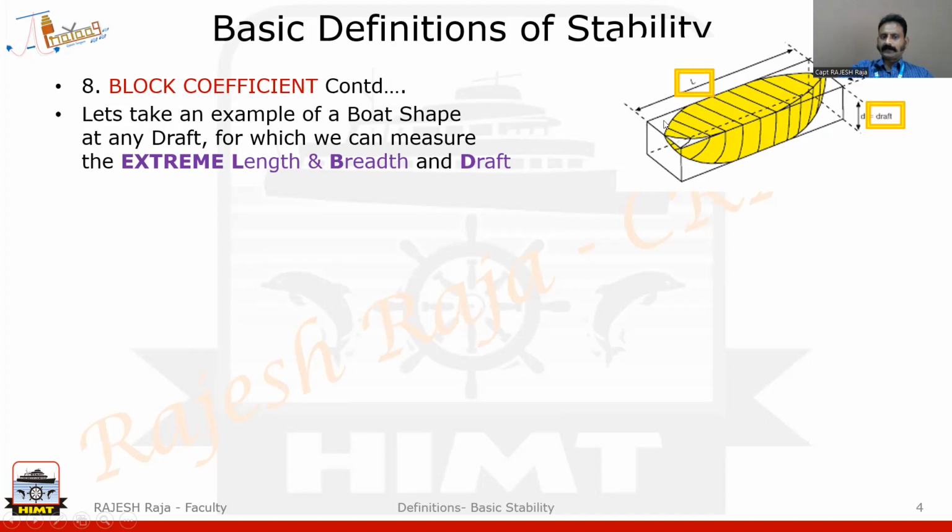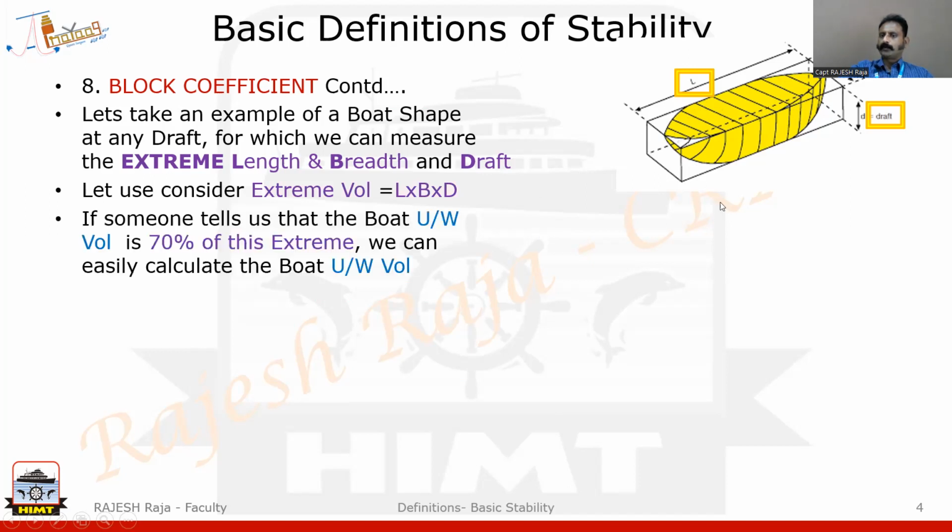So for me, calculation of extreme length, breadth, and the draft is very easy. Now, what do I do? If someone tells me that your boat is occupying a space which is a percentage of this extreme length, breadth into draft, and I've given you a small example as 70%. Let us say this yellow color boat is occupying 70% of that packaging box. So very easily I can calculate the underwater volume of that particular boat. So this is the answer.